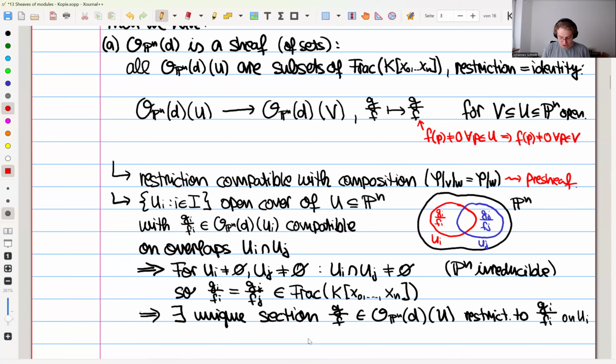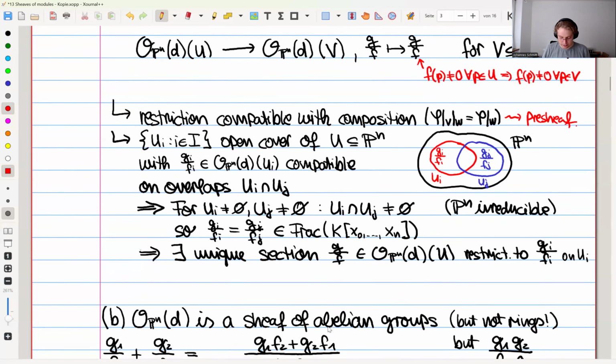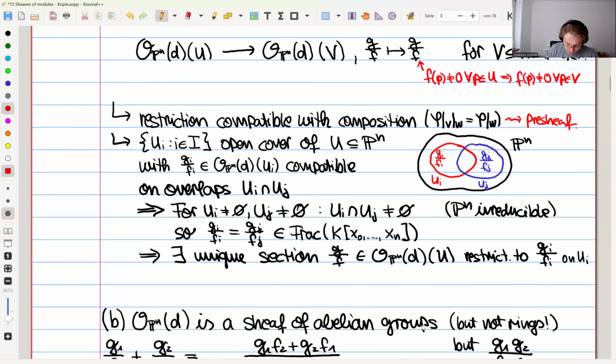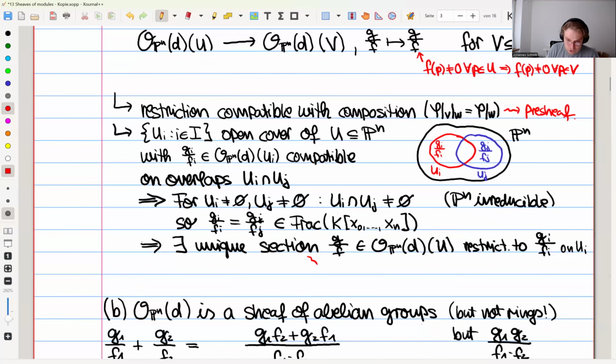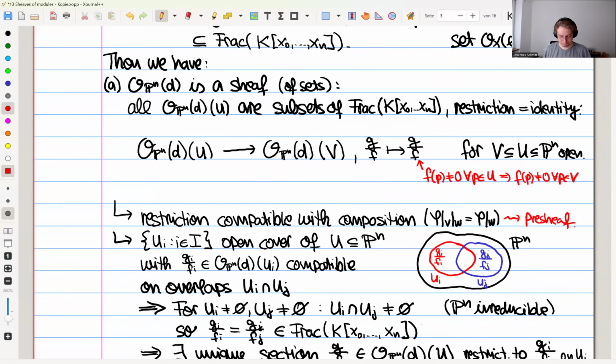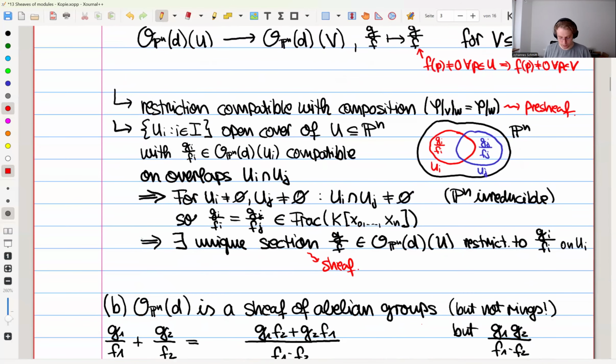Obviously the denominator didn't vanish at any point of any of the U_i, so it also doesn't vanish at any point of U. And so we find this unique section, which restricts to all of these on the open cover. This then shows the sheaf property. So we have seen it's a sheaf, at least a sheaf of sets. But now we put more structure on it. We were interested in these sheaves of modules.